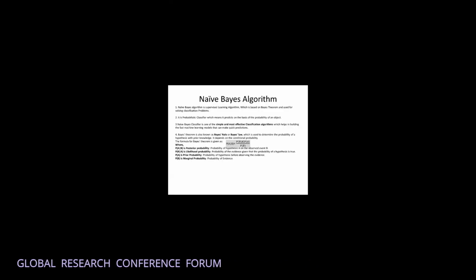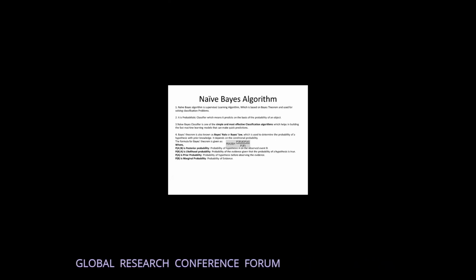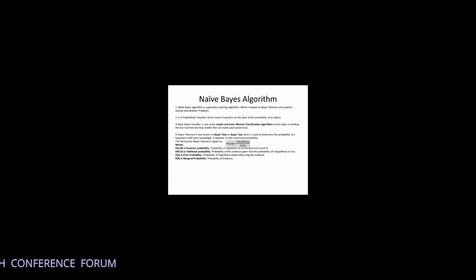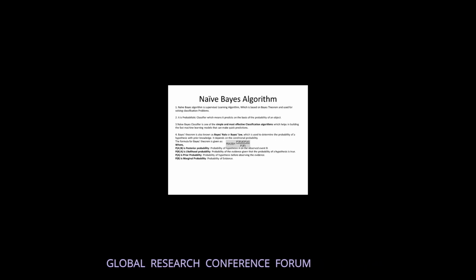Next, Naive Bayes algorithm. Naive Bayes algorithm is a supervised learning algorithm, which is based on Bayes theorem and used for solving classification problems. It is a probabilistic classifier, which means it predicts on the basis of probability of an object. Naive Bayes classifier is one of the simple and most effective classification algorithms, which helps in building fast machine learning models that can make quick predictions.